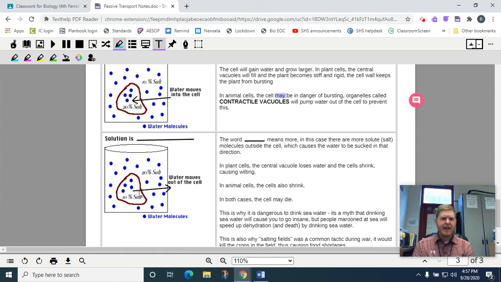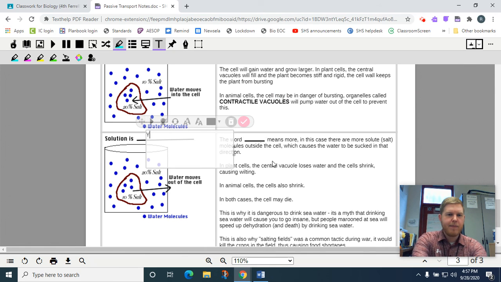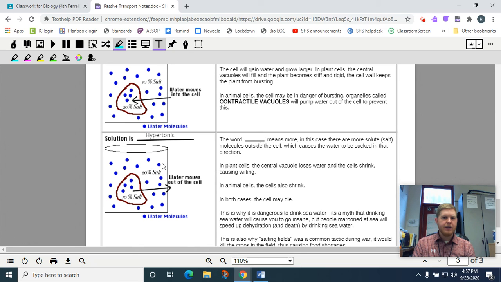On the flip side, if we have water going out of the cell, so we have 90% water inside, 20% salt, that means there's 80% water on the outside. So water is going to go on the outside. This is going to be a hypertonic solution. What's happening here is we have more solute, more of the salt or whatever these dots are going to be, on the outside than on the inside. So that's going to cause water to go out.